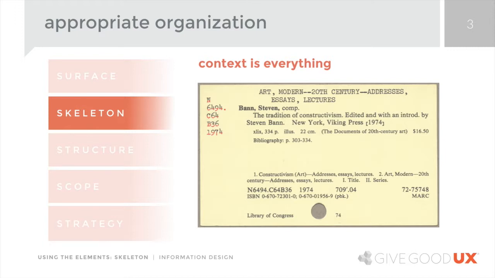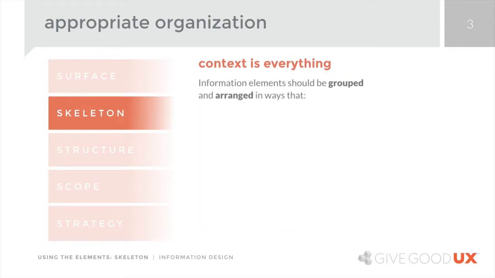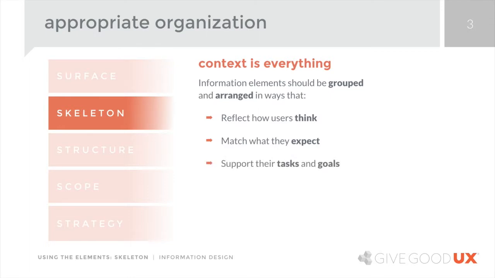So sometimes information design is a matter of grouping or arranging pieces of information. And that's something that we kind of take for granted because we're used to seeing common information grouped in very certain ways. And if that organization resonates with us in some way, it's because it reflects how we think, it matches what we expect, and it directly supports our tasks and goals. It's directly in line with what we're trying to achieve. It assists us in some way in getting from point A to B to C to D, etc.